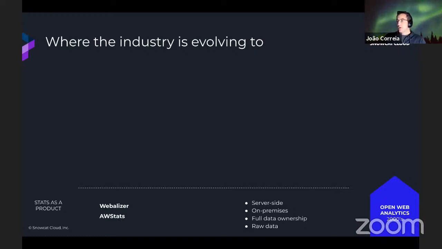Early 2000s, open web analytics: AWStats, Webalizer, you probably remember this. It was a Perl script that generates statistics based on Apache log files. The most basic stats as a product. It printed out a web page where you could see how many pages were visited, which pages they were visiting, all that. It was server side, on premise, you had full data ownership, and you had access to the raw event data. It was not for a wider audience, so you needed to understand how to set that up.